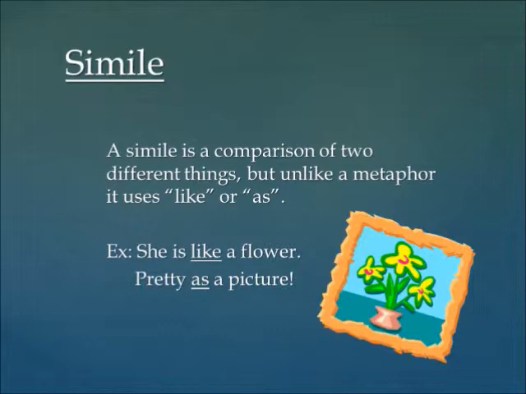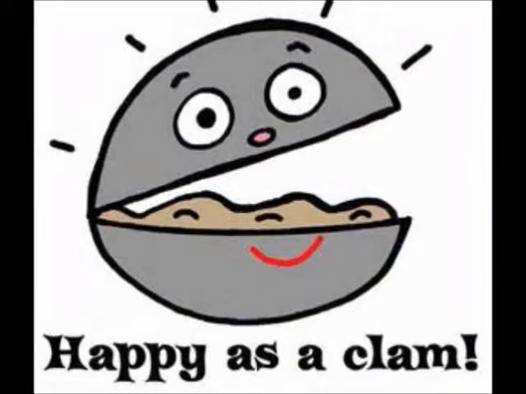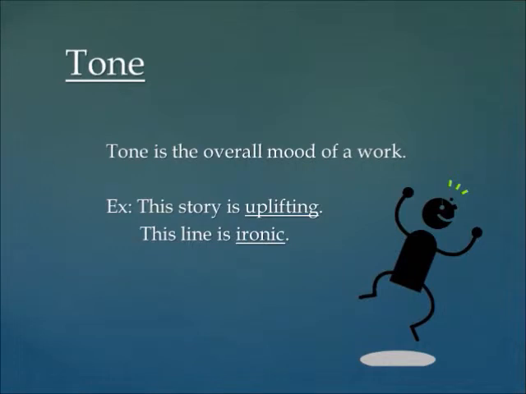Simile. A simile is a comparison of two different things, but unlike a metaphor, it uses like or as. For example, she is like a flower, or pretty as a picture. Happy as a clam is also another example. Tone. Tone is the overall mood of a work. For example, this story is uplifting, or this line is ironic.